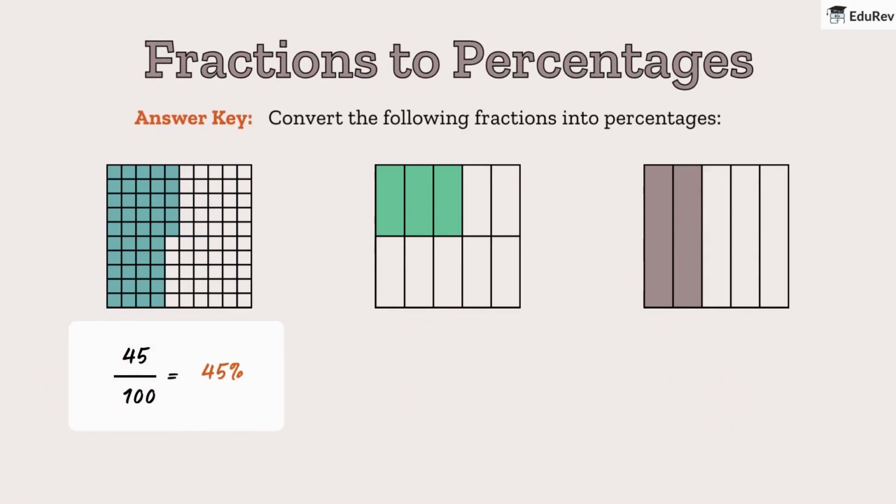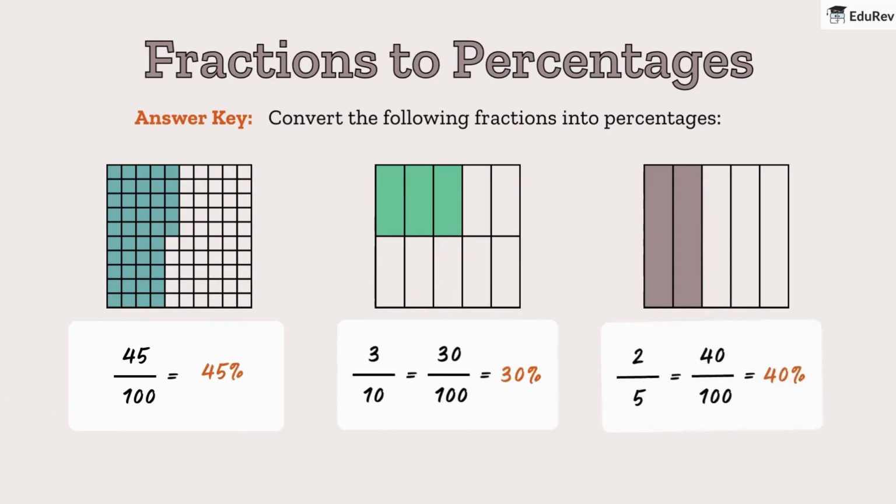Answer key. For the first case, 45 by 100, the answer will be 45%. For the second case, 3 by 10 can also be written as 30 by 100, which makes it 30%. For the third case, 2 by 5 can be written as 40 by 100, that is 40%. Just remember, make the denominator equal to 100 by multiplying the same number in the numerator and denominator, both.